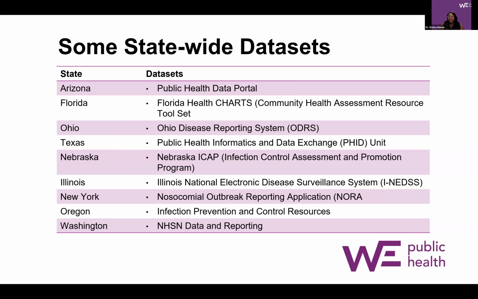So for example, in Arizona, there's the public health data portal where you're able to locate some additional features and measures. In Florida, we have the Florida Health Charts. You can use that to look for a wide array of measures and variables for whatever you may be interested in. In Ohio, there's the Ohio Disease Reporting System. In Texas, the Public Health Informatics and Data Exchange Unit. Nebraska has the ICAP. Illinois has the National Electronic Disease Surveillance System, which is INEDS, in New York and Oregon and so forth. I just want to know, by a raise of your hand, has anyone used any of these in their respective states already, or does anyone use them?